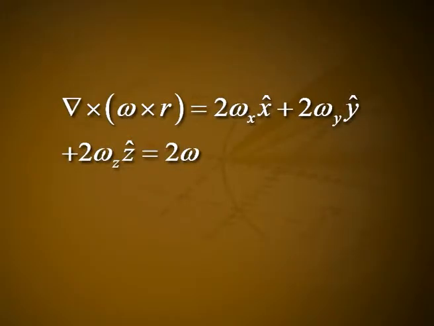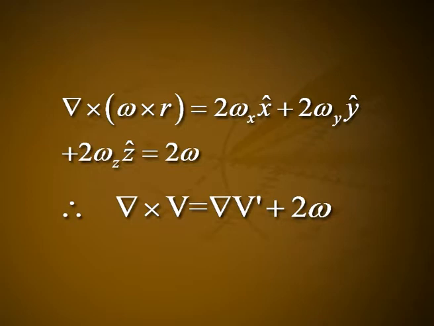Now, taking the curl of both sides of the above and keeping in mind that ωx, ωy and ωz are not functions of x, y and z, we have del cross ω cross r is equal to 2ωx x-cap plus 2ωy y-cap plus 2ωz z-cap, which is equal to 2 times ω. Therefore, del cross v is equal to del cross v' plus 2 times ω.